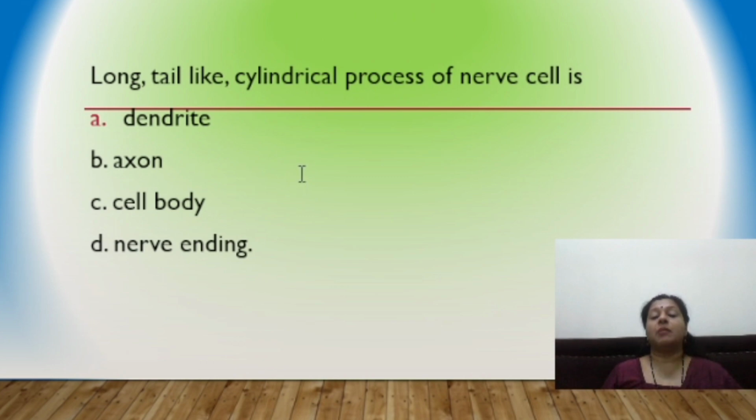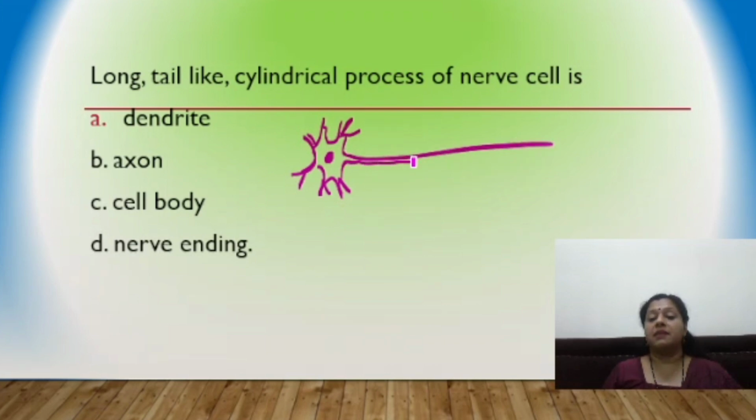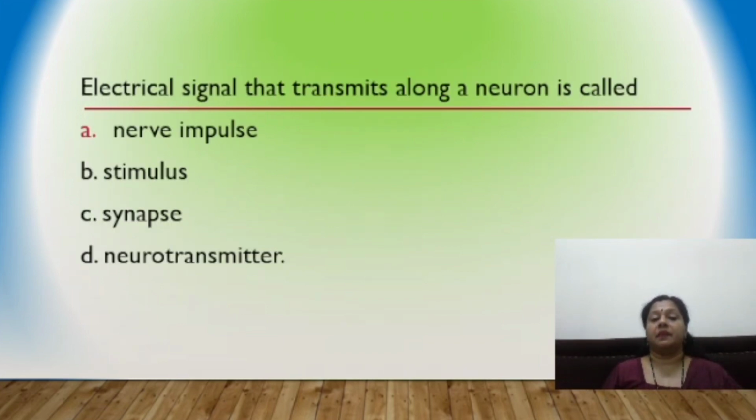Long tail-like cylindrical process of nerve cell. If you look at a nerve cell, you know there is a cell body. It has got small branches in its head region or the cell body. They are called dendrons, which branch into dendrites, and one of the branches is very long, that is called axon, and axon also will end in branches called axonites, which further divide and end in a synaptic knob. So here the long tail-like cylindrical process is axon. Electrical signal that transmits along a neuron is called a nerve impulse.